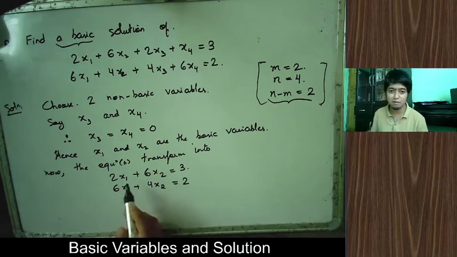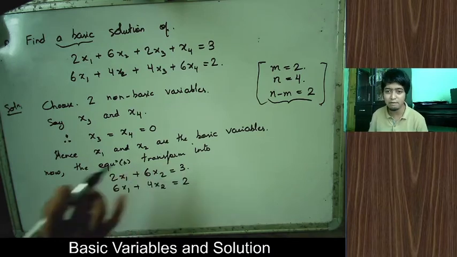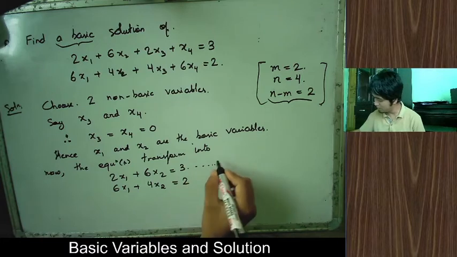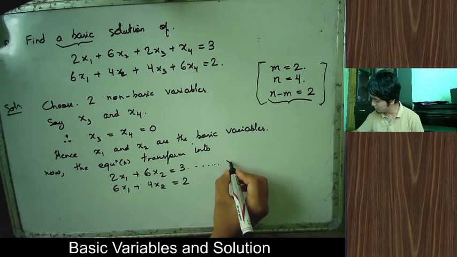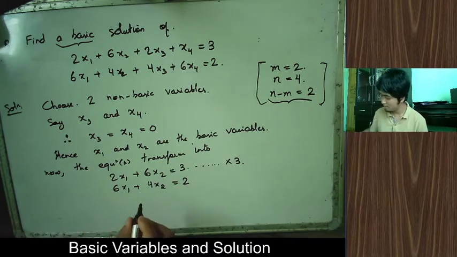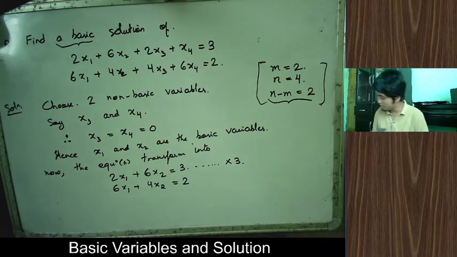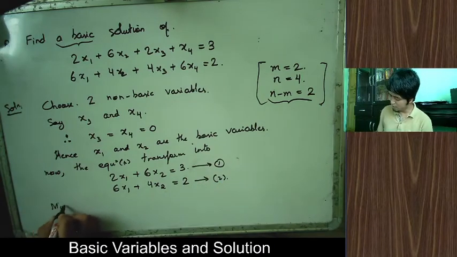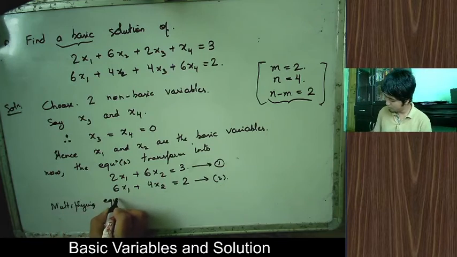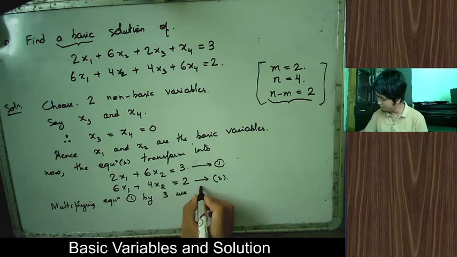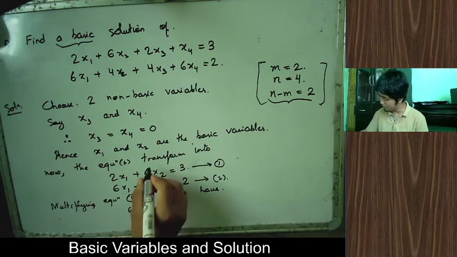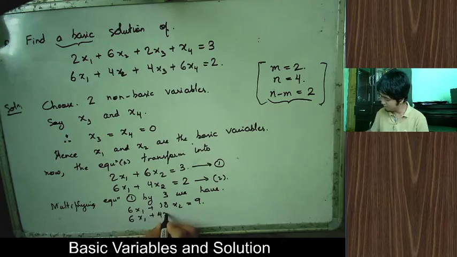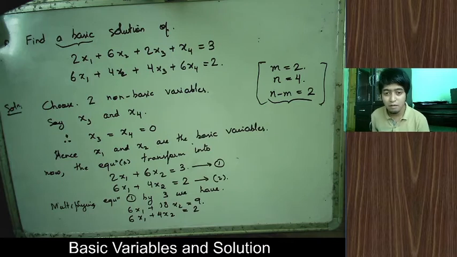Now we can solve this because we have two equations and 2 variables, by any method you like. Let me rename these as equation 1 and equation 2. Multiplying equation 1 by 3, we have 6x1 plus 18x2 equal to 9, and equation 2 remains as it is, 6x1 plus 4x2 equal to 2.